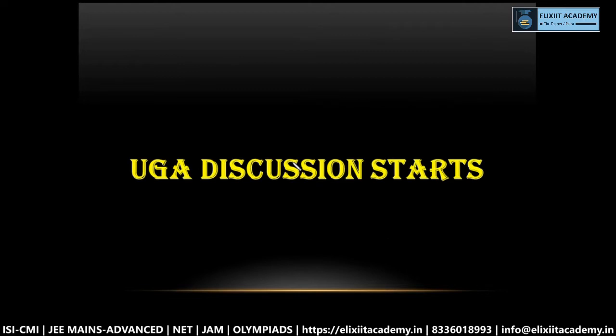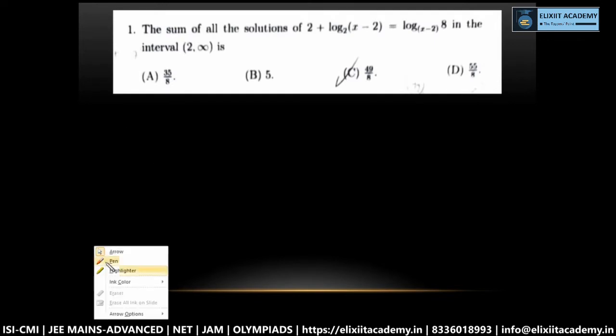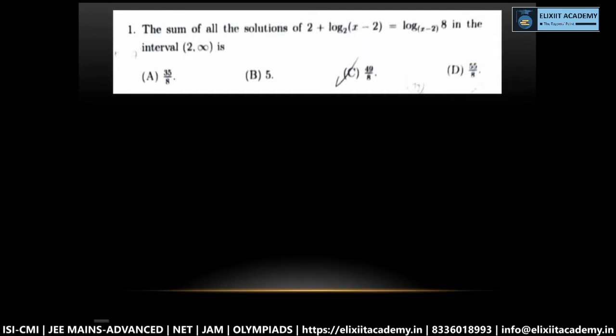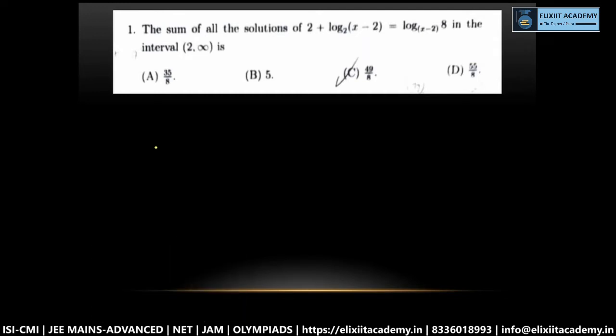So today we are going to discuss this UGA, which is the objective type paper. Let me just change this ink color to yellow, otherwise you won't be able to see it in black.